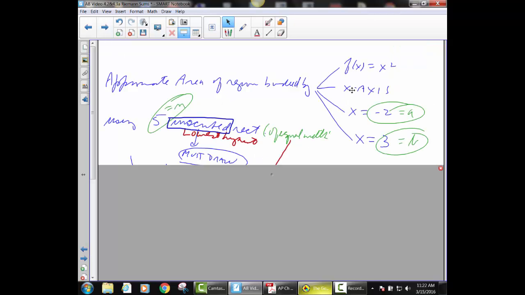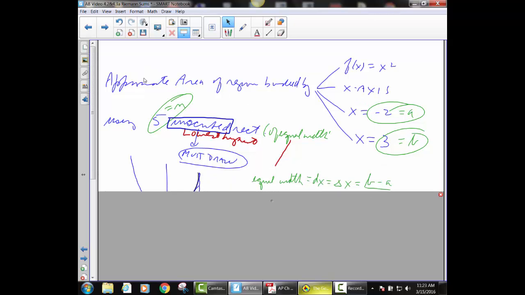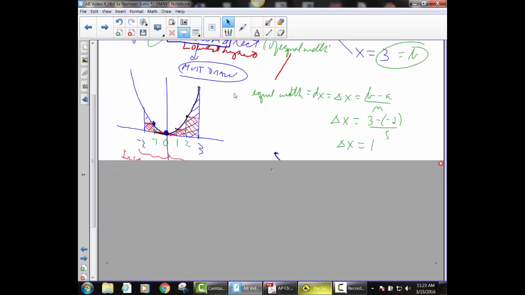So here's another one. This time bordered on the top by f of x equals x squared, left border x equals -2, right border x equals 3, bottom border the x-axis. It's telling you to approximate it using 5 inscribed rectangles, again of equal width. Okay, so here's our curve, y equals x squared. Here's our left border, x equals -2, our right border, x equals 3. So we're trying to approximate the blue area.